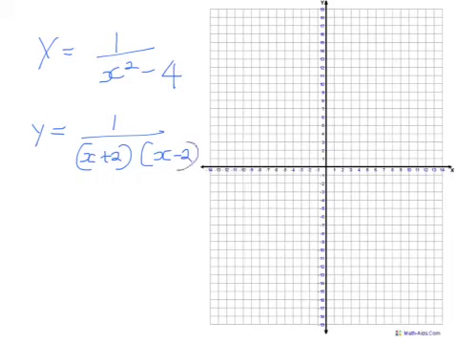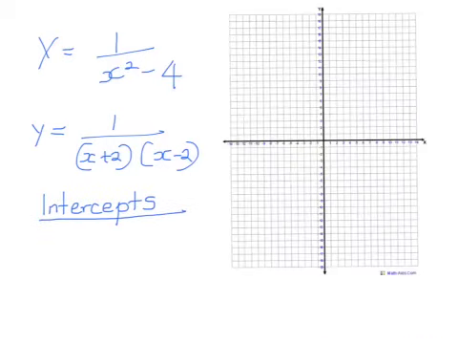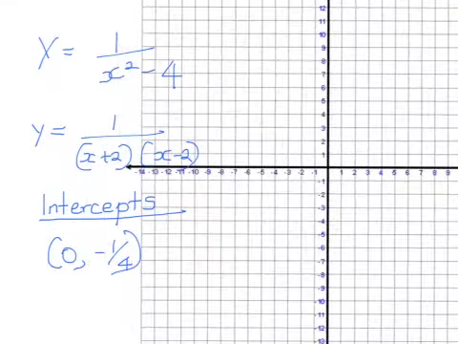Next, we will be finding the intercepts. To find the y-intercept in this equation, you plug in 0 for x, and the intercept will be at 0, negative 1/4. So in this graph, our intercept is at this point.